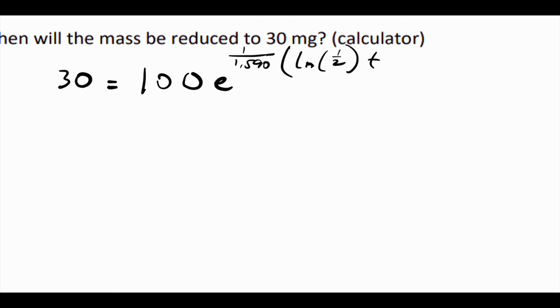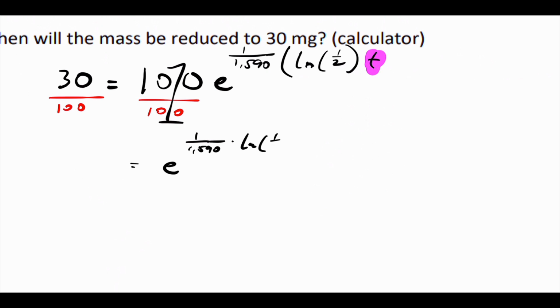T's up in the hills. T's up in the sky. But before we can bring it down to Earth, what are we going to do first? Divide by 100, right? So 30 over 100 makes 3/10.